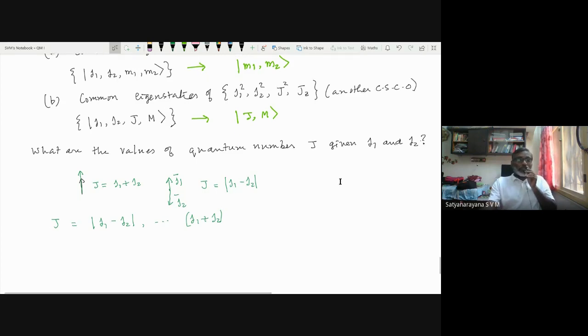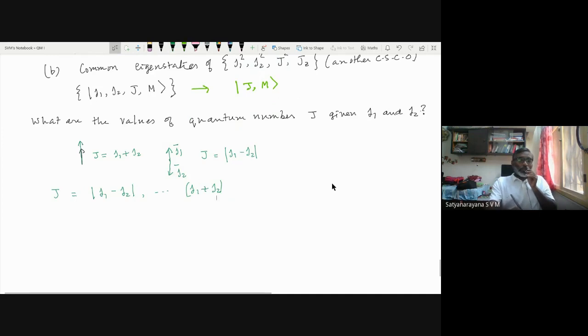Just to give you an example, suppose j1 is equal to half and j2 is equal to half. Example A. Then what will happen? Capital J is equal to half minus half, up to half plus half.